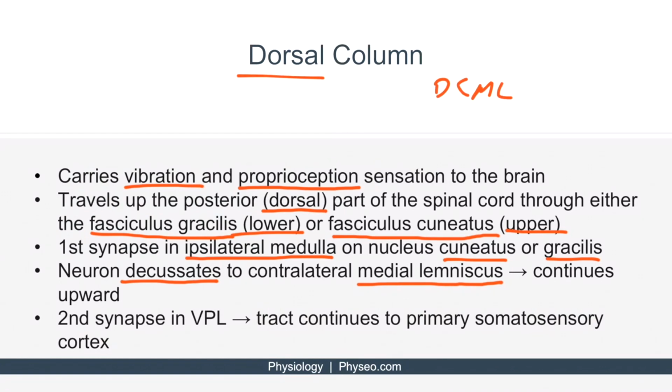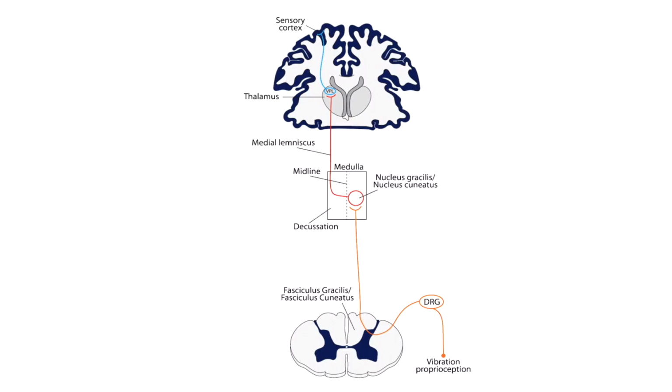Then there is a second synapse between the second and third neurons in this pathway, and that occurs in the VPL, or ventral-posterior lateral nucleus of the thalamus. Then the tract continues to the primary somatosensory cortex. So let's draw this out. So this is figure 8.13 from your text, which outlines the pathway for the dorsal column.